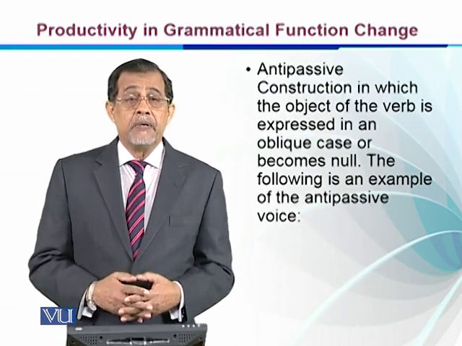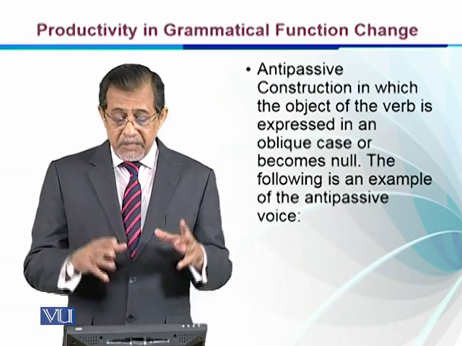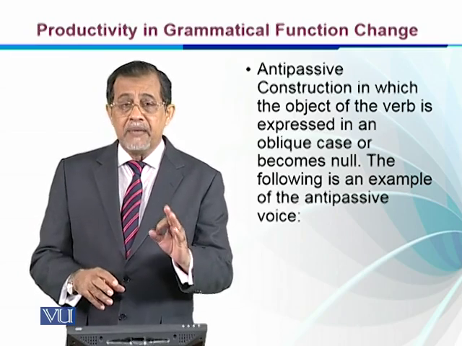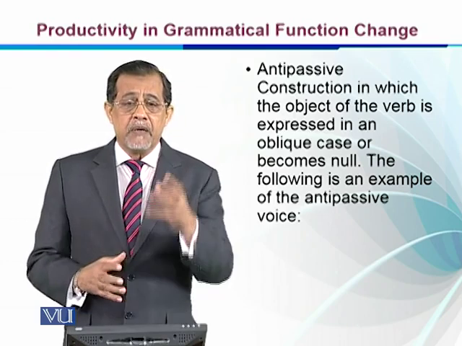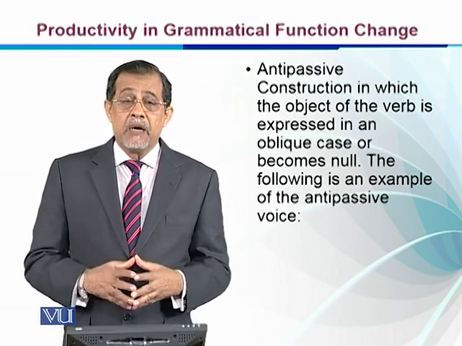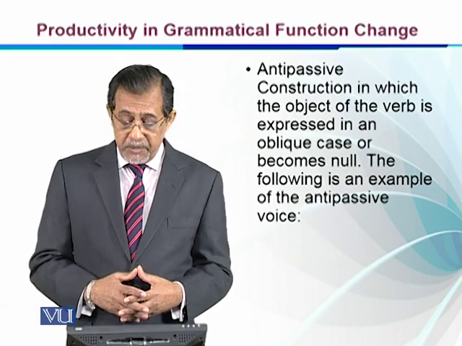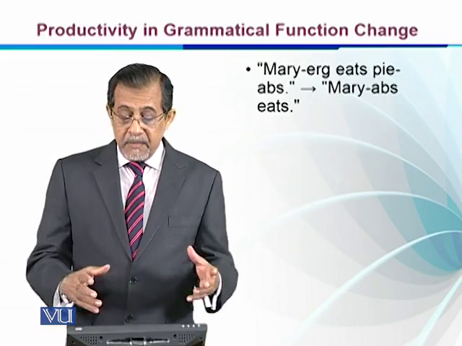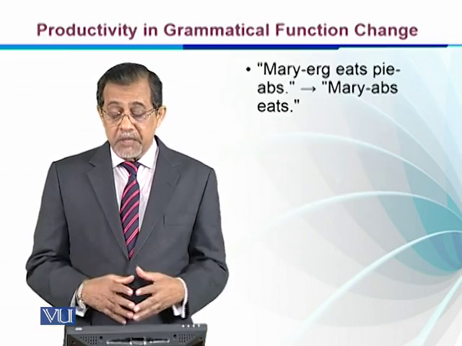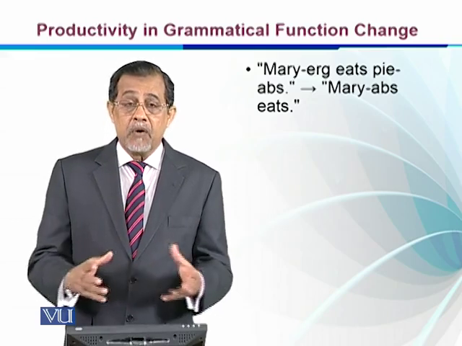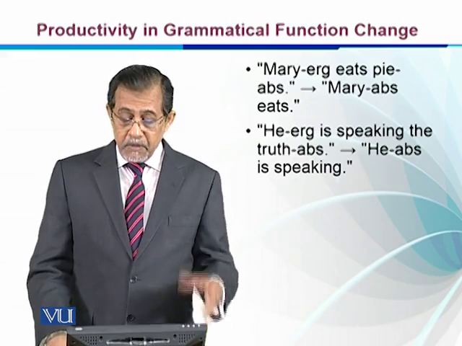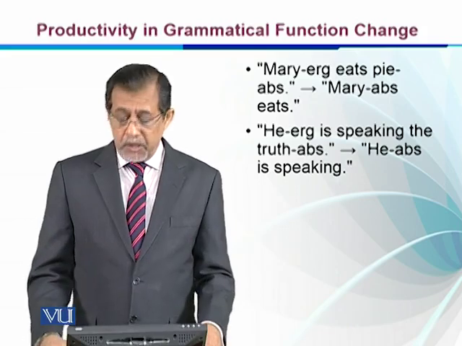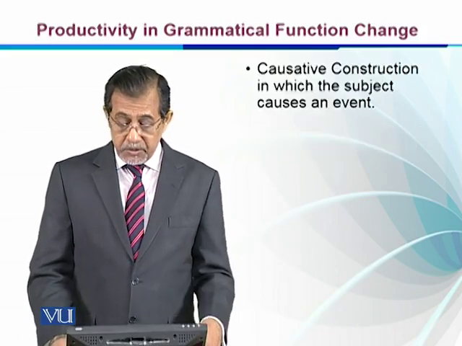Another type of structure is anti-passive, a structure in which the object of the verb is expressed in an oblique case or becomes null, that is, it does not become visible in the sentence. We know in abstraction that there is an object. The following is an example of the anti-passive voice. Mary eats pie. So we can change it: Mary eats. The object is null or oblique. He is speaking the truth. He is speaking. Now the object truth is not mentioned. So this is another structure.